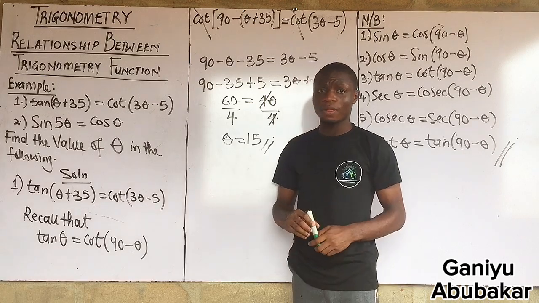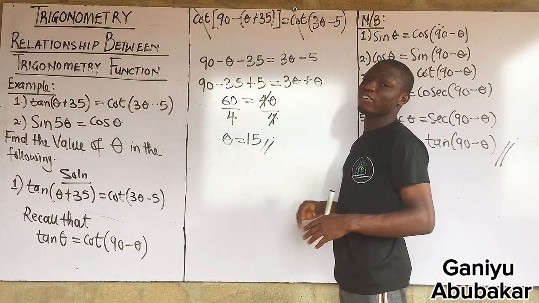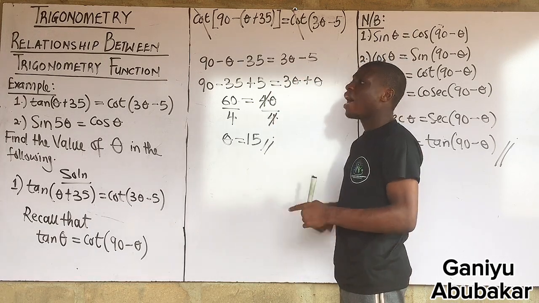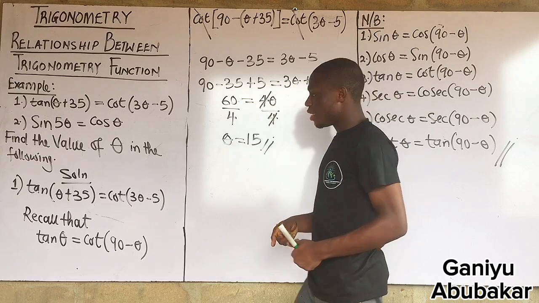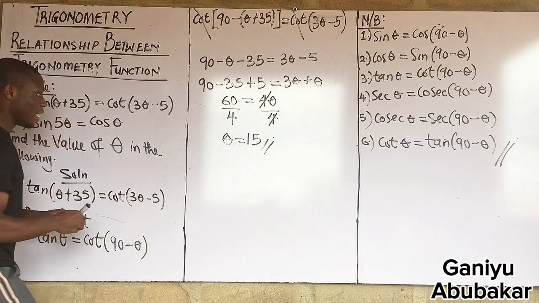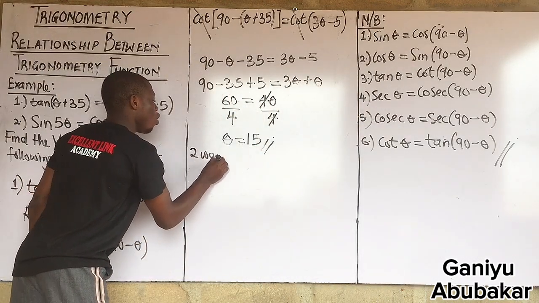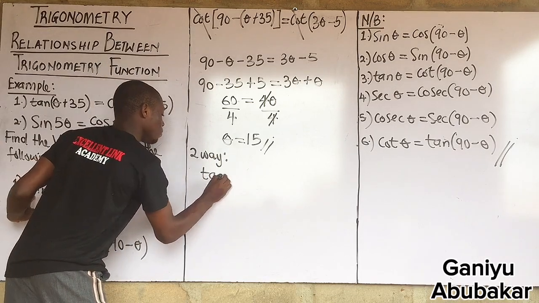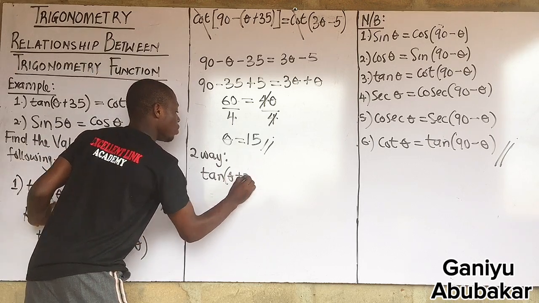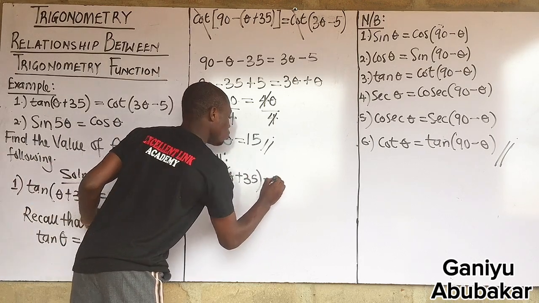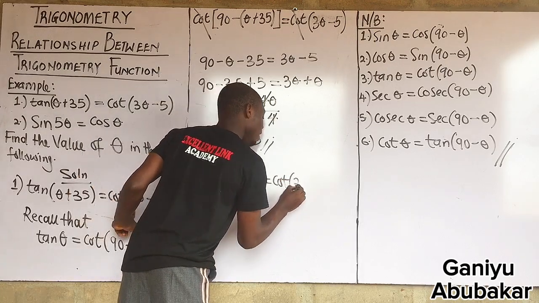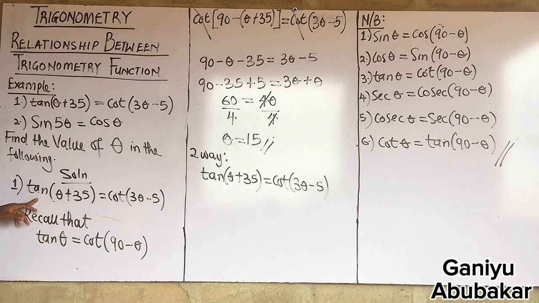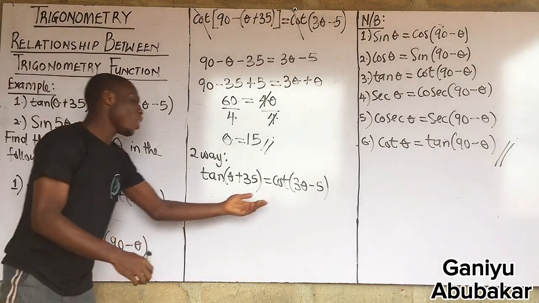For this number 1, let me emphasize something. I can go this way and get my 15, but I can also solve this in another way. So let's say I have the same question again, and I have a second way of solving this problem. We have tan of (theta plus 35) equal to cot of (3 theta minus 5). For this one, I consider cot.